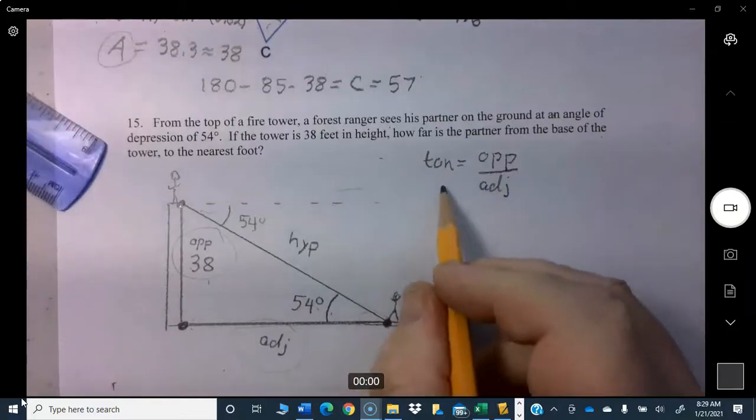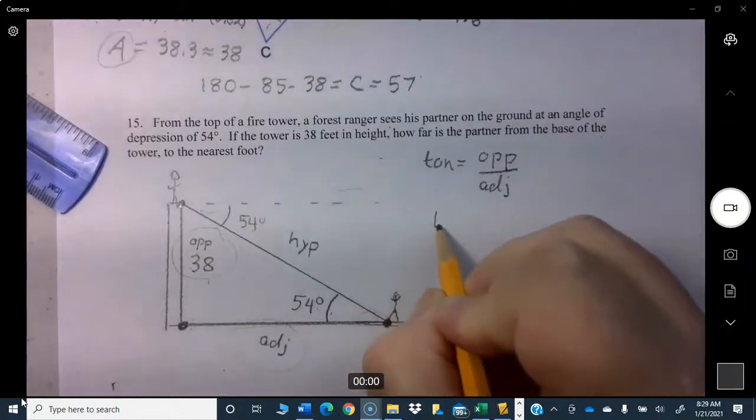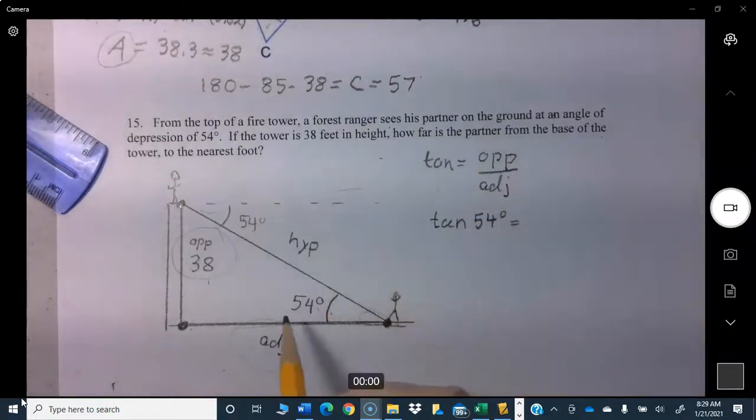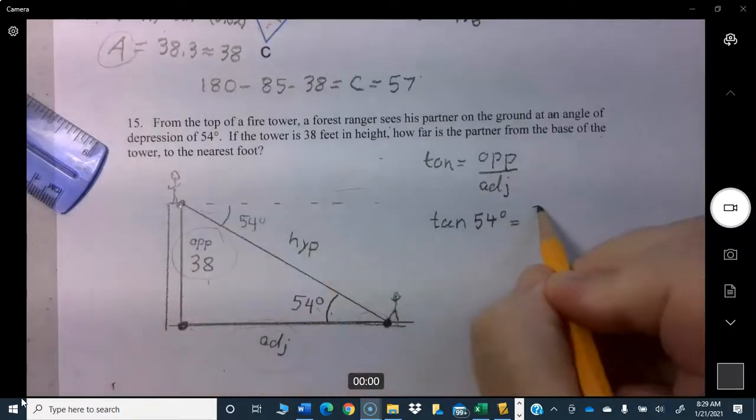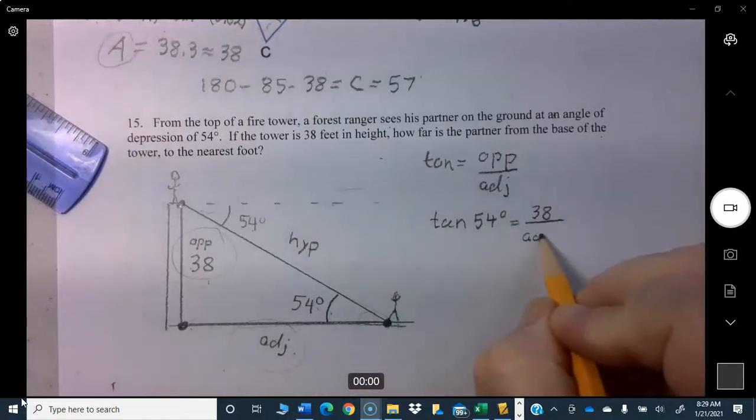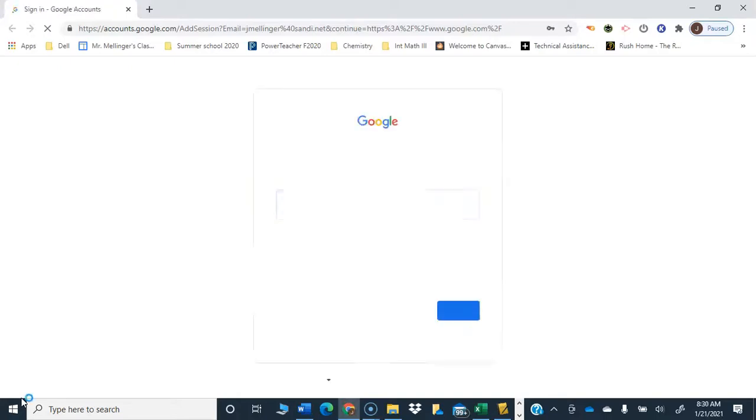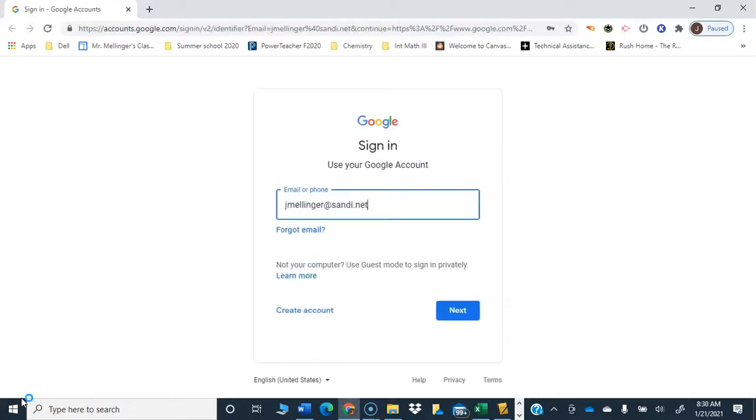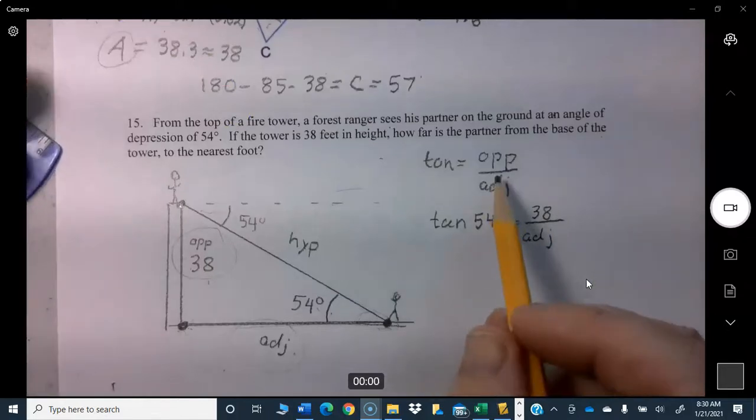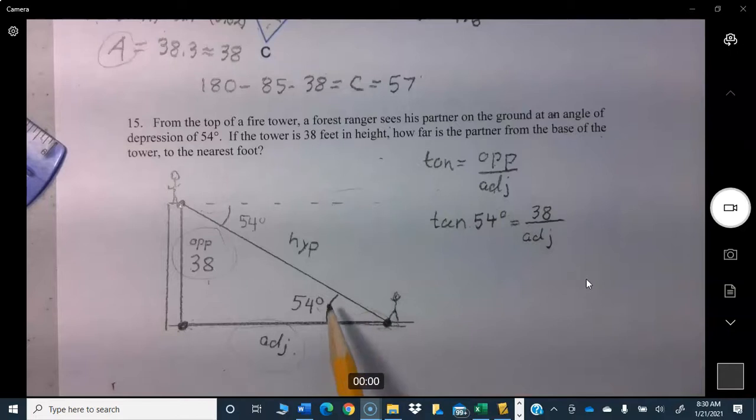Okay, so let's fill in our numbers. The tangent of theta, or the tangent of 54, equals the opposite, which is 38, over the adjacent, that's what we're trying to find out. That'll be our answer. That'll be the distance that this person is from the tower. Okay, I got cut off there a little bit. So tangent is opposite over adjacent, so it's tangent of 54 degrees equals 38 over adjacent.